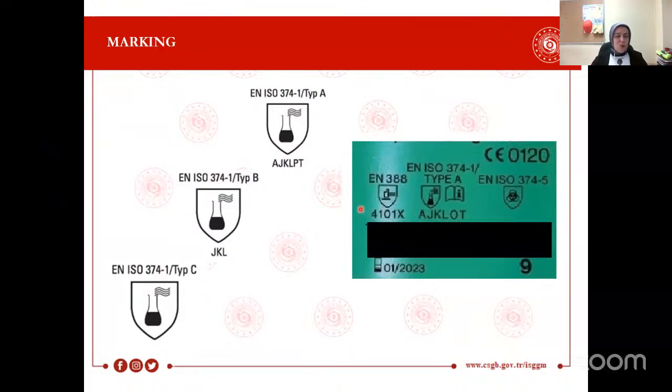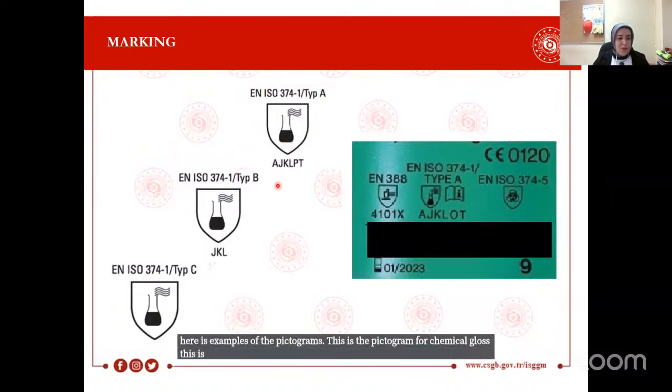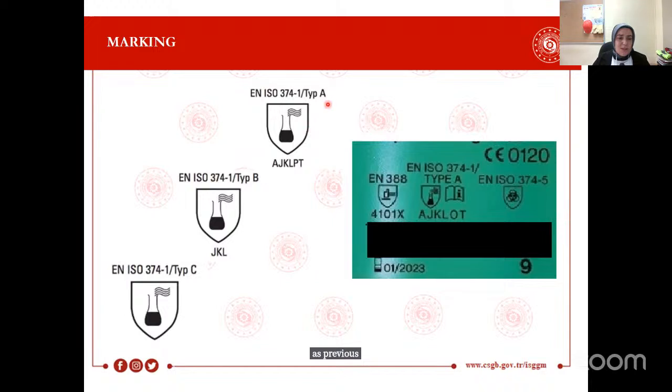Here are examples of the pictograms. This is the pictogram for chemical gloves. This is type A, this is type B, and this is type C. As we see in the previous table, type A protects against 6 chemicals, and we see the codes under the pictogram. Type B protects against 3 chemicals, we see the codes, and type C protects against 1 chemical. If the glove is tested against chemicals that are not listed in table 2, then this information shall be provided in the user instructions.